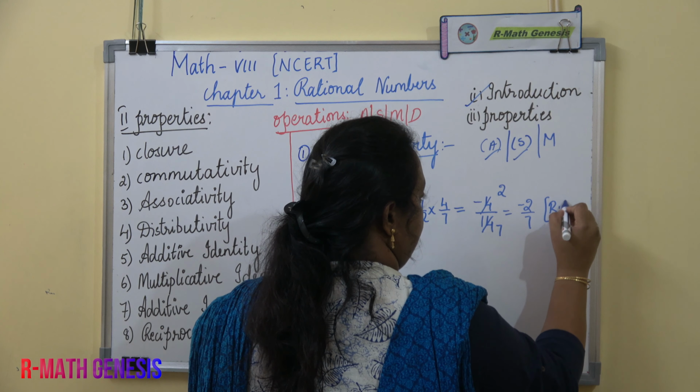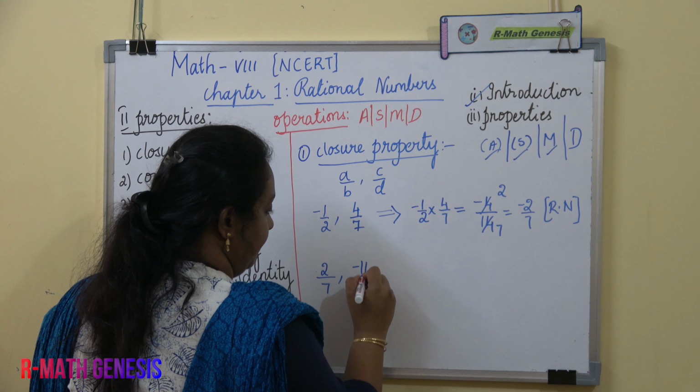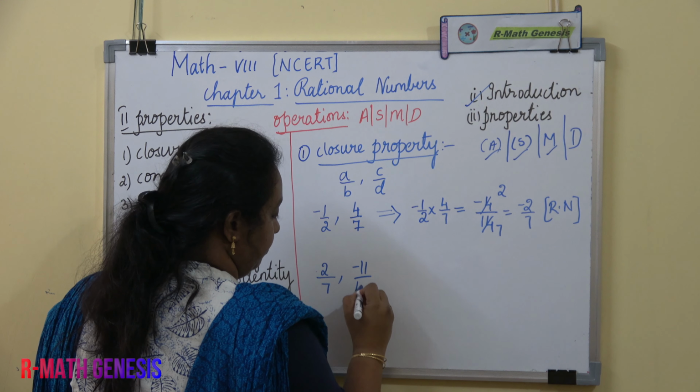Now we'll check with division. So I'll take other numbers like 2 by 7 and minus 11 by 40.